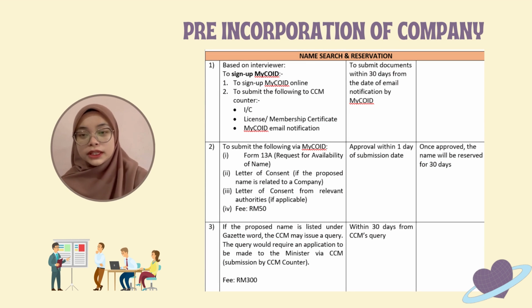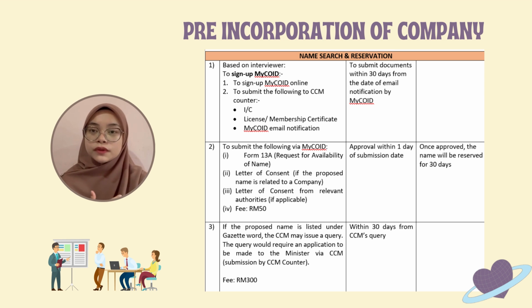Before incorporating, a company needs to do a name search or name reservation. According to our interviewee Puan Aisyah, a name search should be conducted to check that the proposed name is available. We can do the name search through MyCo ID, where we need to sign up first online and submit some documents to the CCM counter, such as IC, license or membership certificate, and MyCo ID email notification. And all these documents need to be submitted within 30 days from the date of email notification by MyCo ID.